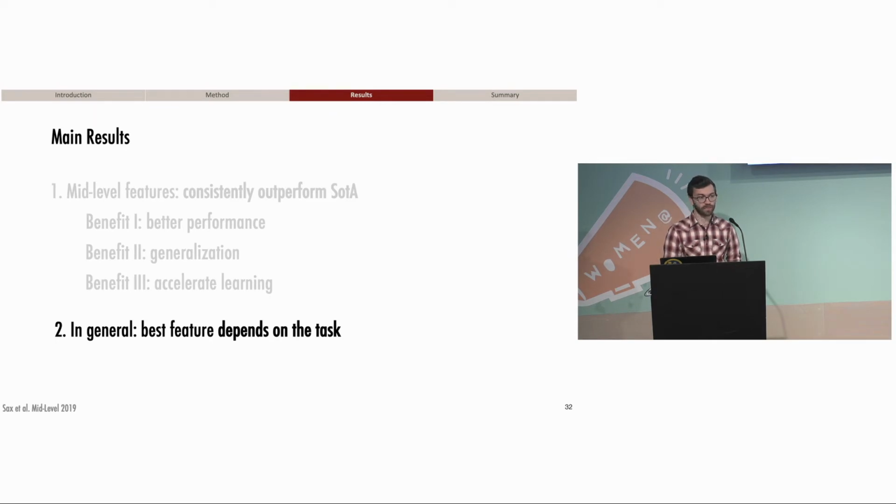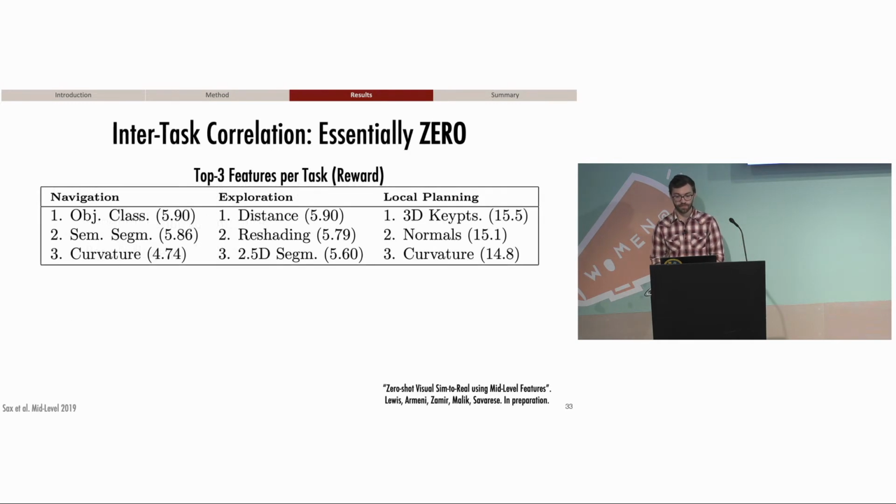The question then becomes, which feature should you choose? And we found that choice depends on the task. Here are the top 3 features for each of the different tasks we tried. They're ranked, and the reward is shown in parentheses. For navigation, the agent needs to navigate to some target cube, and object classification features work the best here, probably because if you can't recognize the object, you can't find it. For exploration, the agent needed to find wide open spaces to explore. Depth estimation worked the best there.